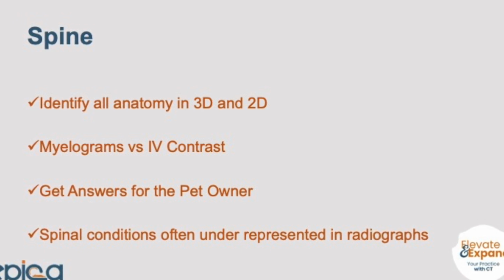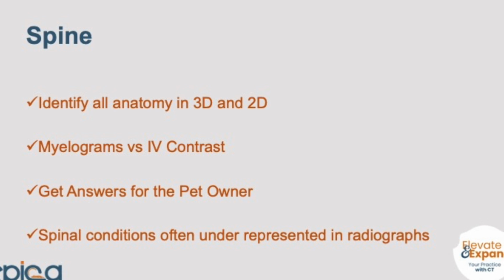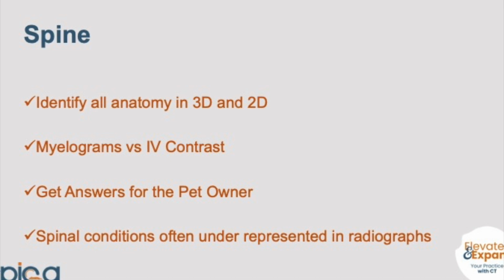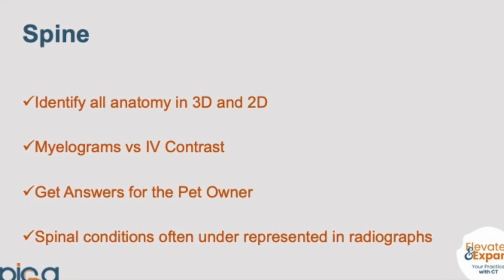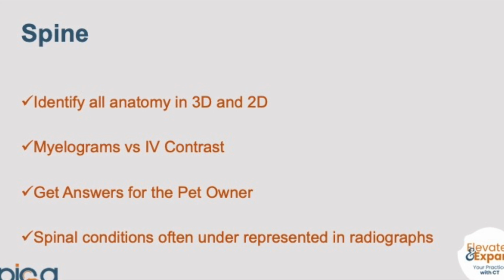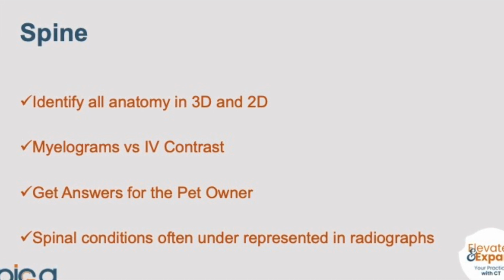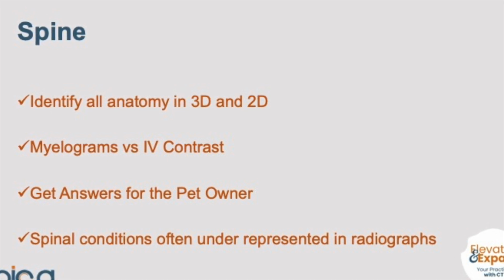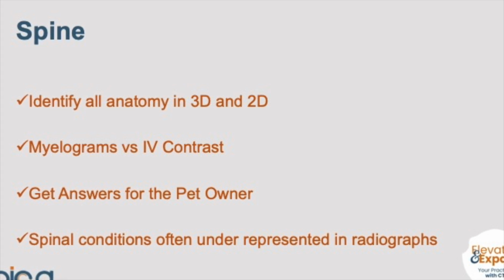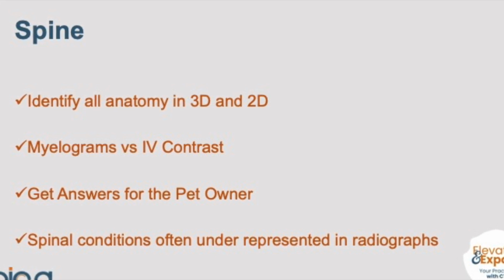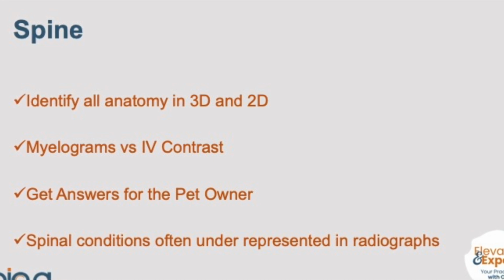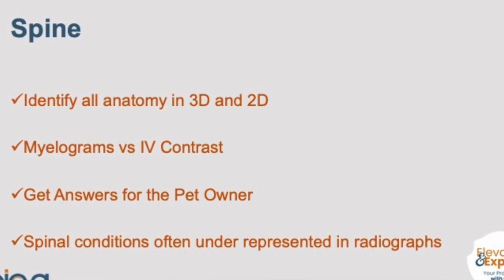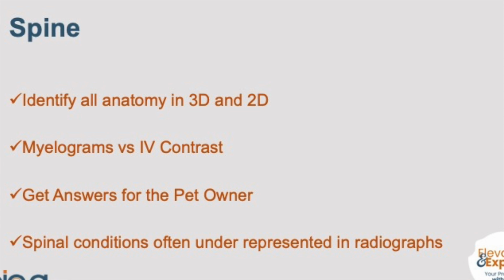However, with the HDVI CT, we can see disc displacements in mineralized disc material or extruded disc material that has mineralized. We can see that usually without myelograms. IV contrast can sometimes be used in spinal cases to see the soft tissue around the spine, but normally it doesn't really help us that much to use IV contrast in the spine, but it does help us see other structures that are in the region of the spinal anatomy that are soft tissue a little better. We are going to be able to get really good answers for the pet owner.